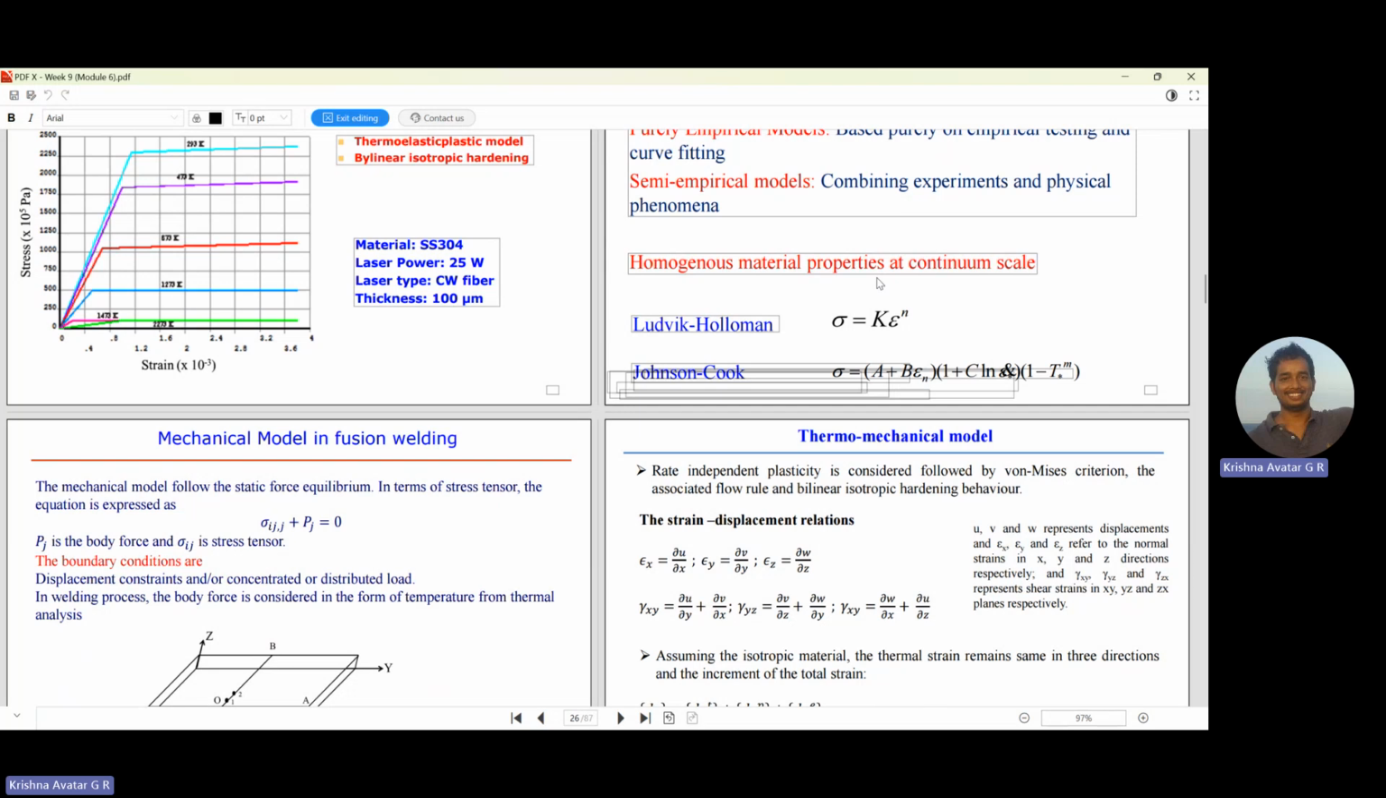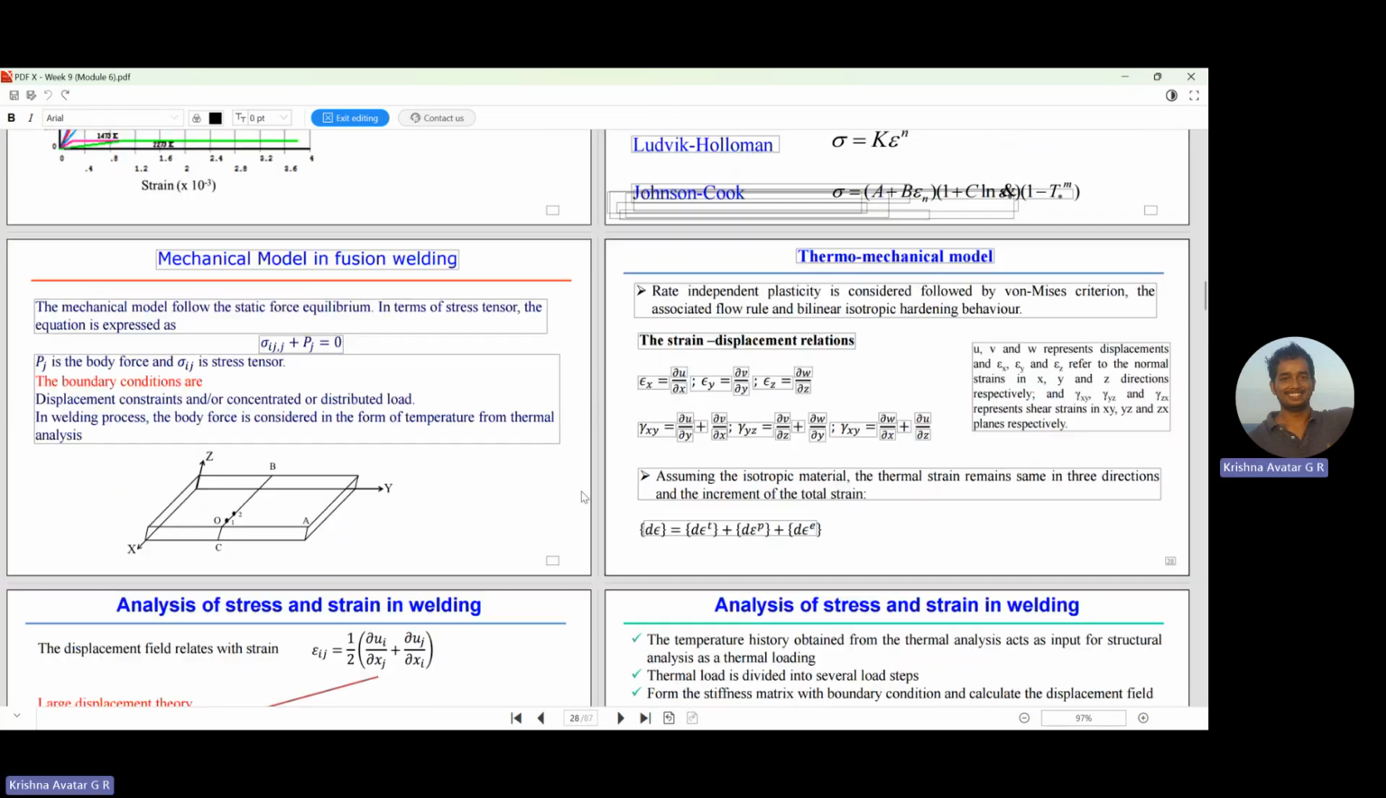So we have this Ludwig-Hollomon model. In that case, we see sigma to be proportional to the nth power of strain, isn't it? And in the Johnson-Cook model, we have sigma is equal to A plus B epsilon^n into 1 plus C log of epsilon star, and then there is some log of some quantity, into 1 minus T by Tm. So there is some model.